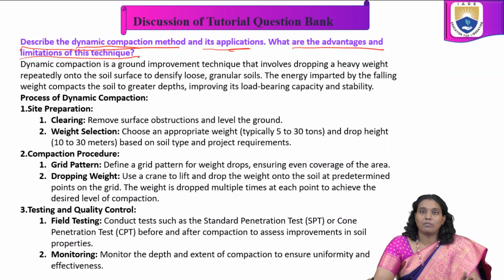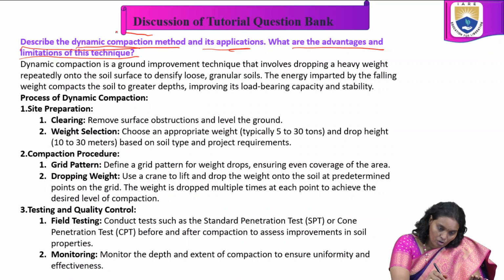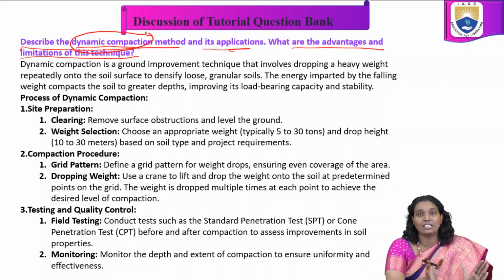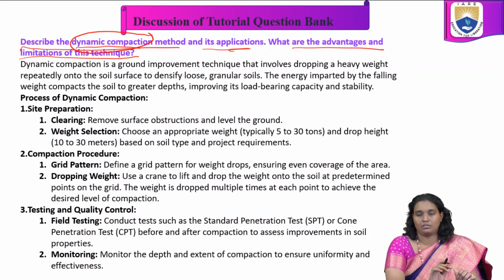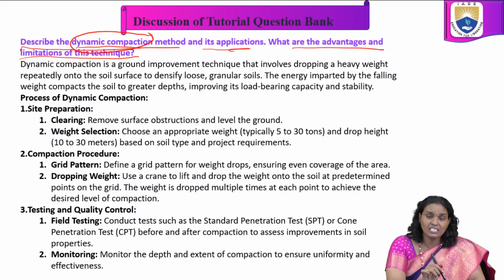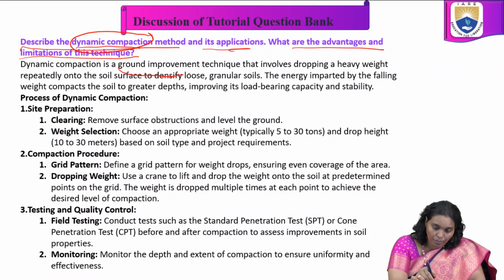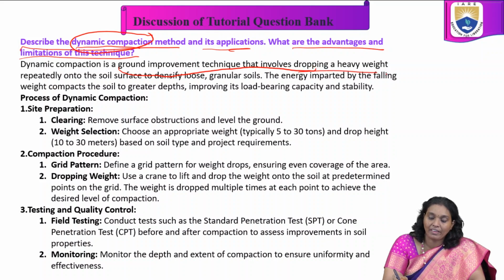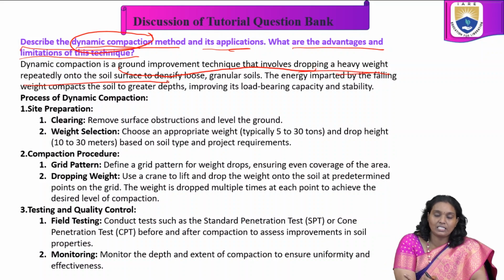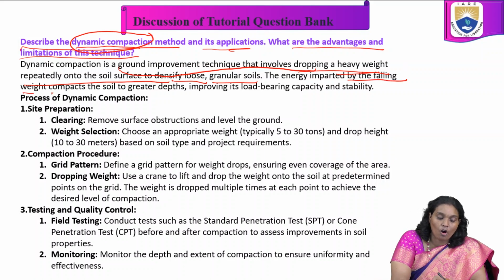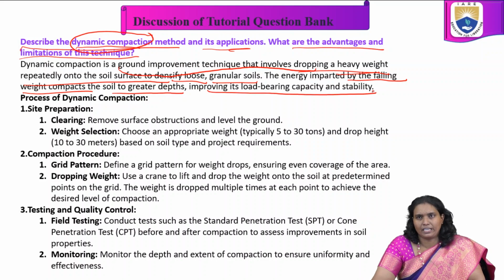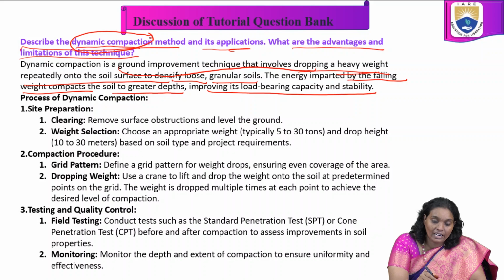So in this dynamic compaction, now we are confined to the dynamic compaction, which is different from the previous one. So we have to understand the question. The previous question is more generalized when compared to dynamic compaction. Dynamic compaction is a ground improvement technique that involves dropping a heavy weight repeatedly onto the soil surface to densify loose granular soils. The energy imparted by the falling weight compacts the soil to greater depths, improving its load bearing capacity and stability.